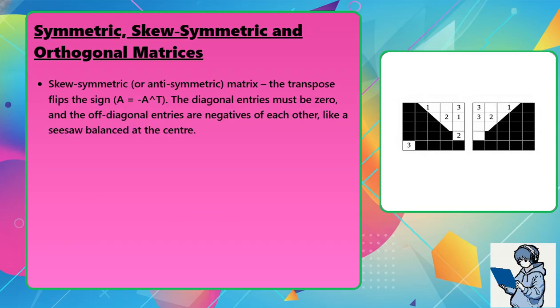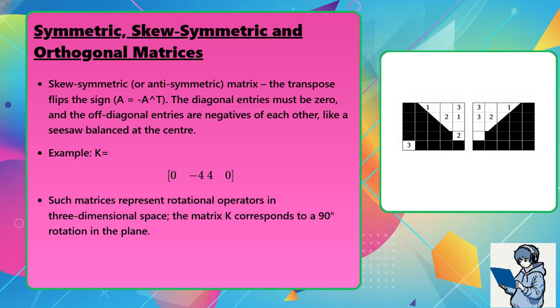Skew-symmetric or anti-symmetric matrix: the transpose flips the sign, A equals negative A transpose. The diagonal entries must be 0, and the off-diagonal entries are negatives of each other, like a seesaw balanced at the center. Example: K equals a 2 by 2 matrix with entries 0, negative 4, 4, 0. Such matrices represent rotational operators in 3-dimensional space. The matrix K corresponds to a 90-degree rotation in the plane.